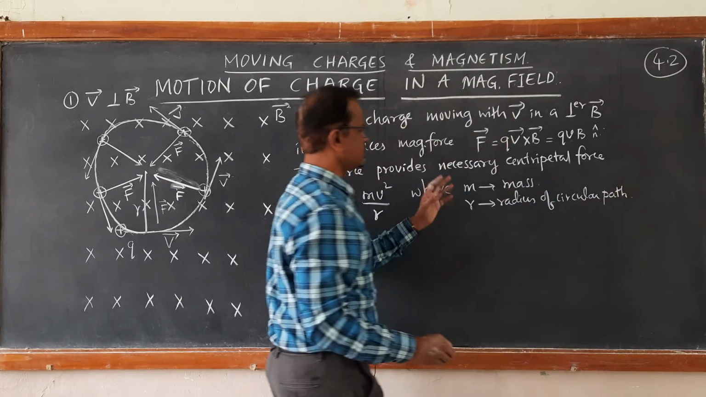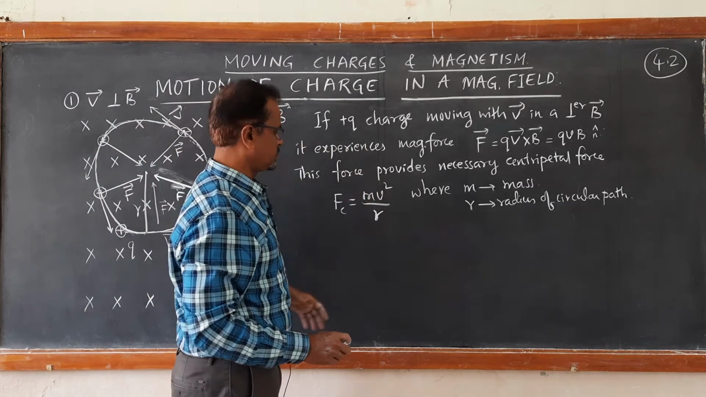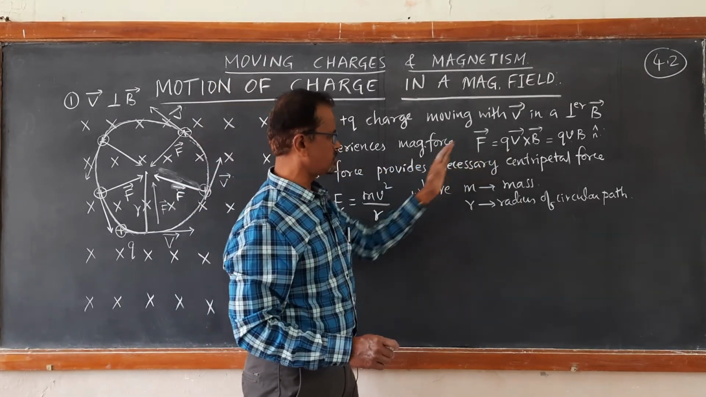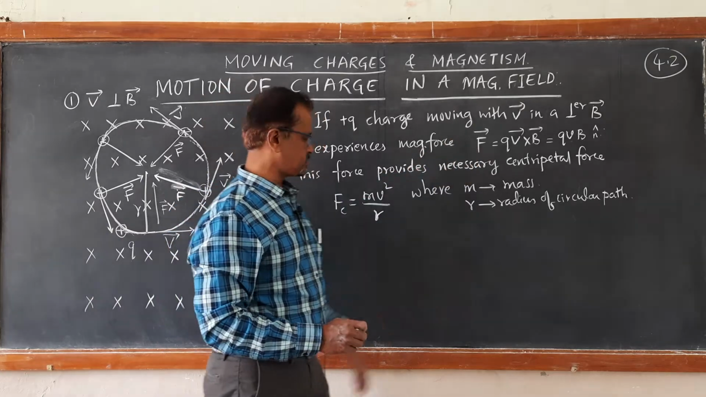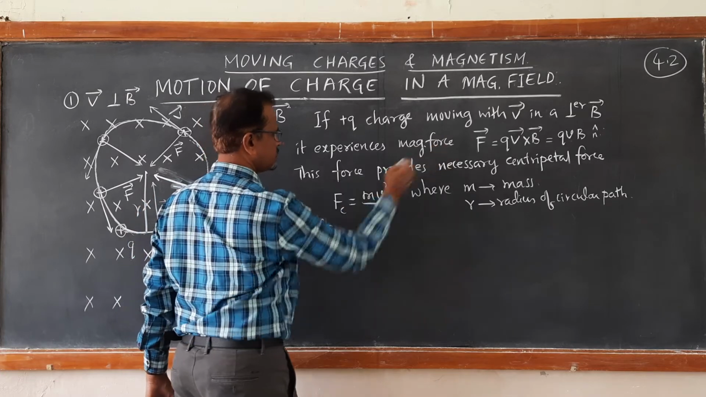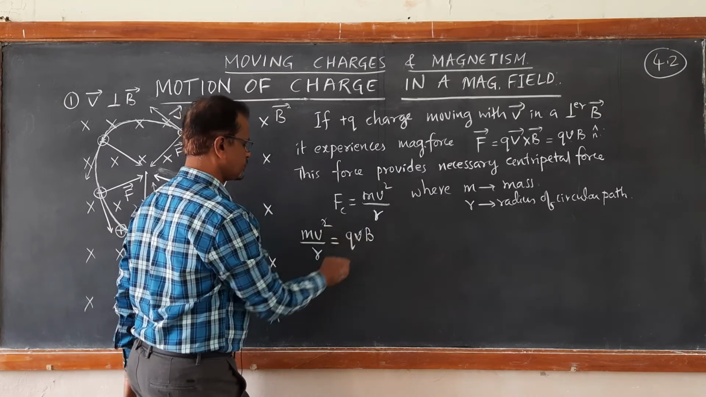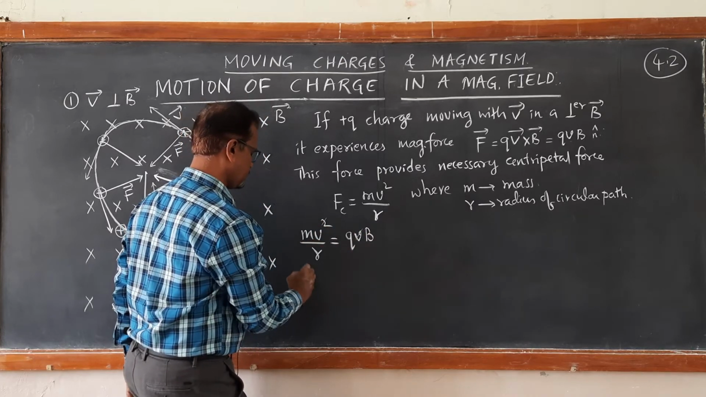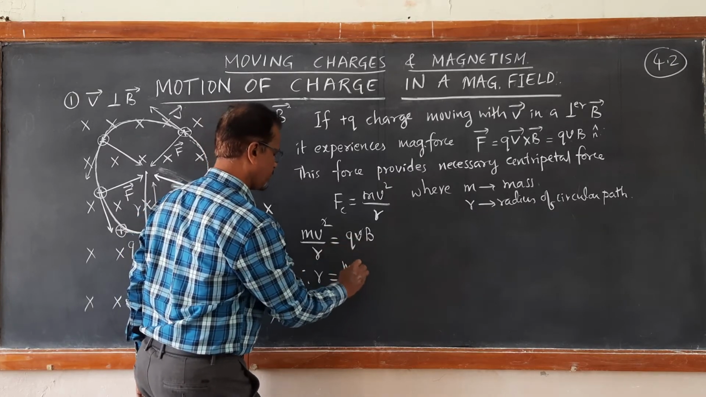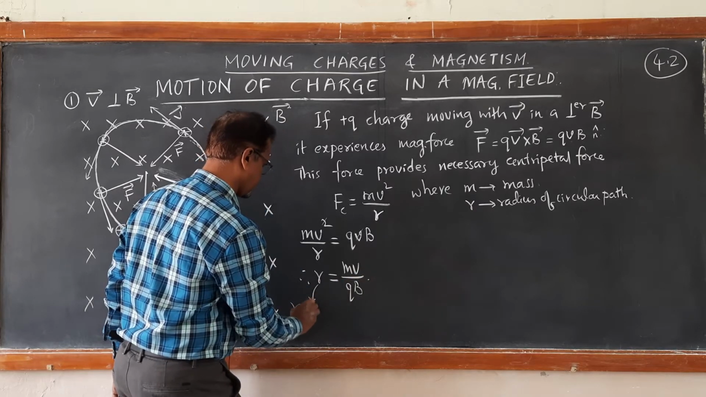Because of this Lorentz force acting at every position, the particle undergoes circular motion. Now, we can calculate the value of the radius of this circular path by equating these two forces, because centripetal force is provided by Lorentz force. So, mv square by r is equal to the Lorentz force qvB. When you cancel one v, you are left with only one v. Therefore, radius r becomes equal to mv upon qB, where r gives you the radius of the circular path.